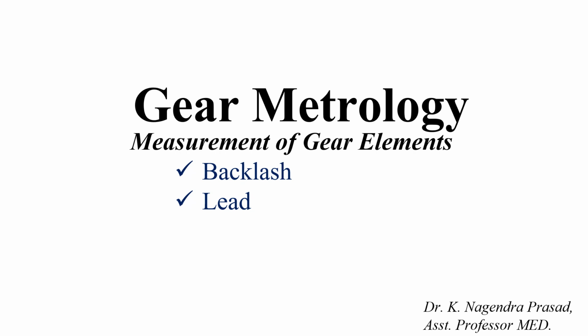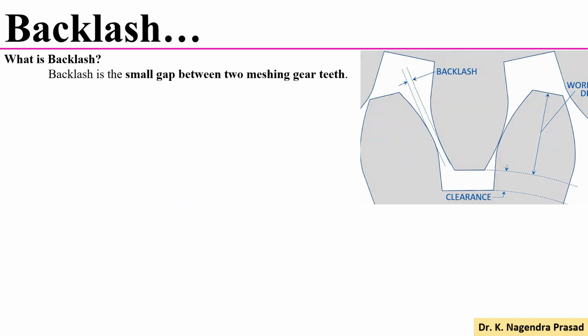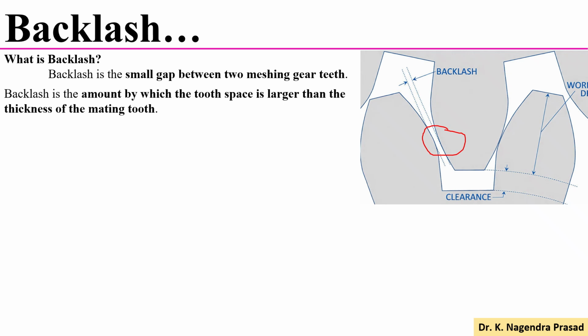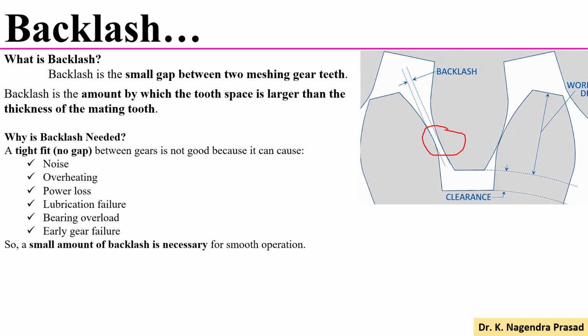In the present video, we will discuss the measurement of backlash and lead of gear. Let's see what is backlash. Backlash is the small gap between two meshing gear teeth. So backlash is the amount by which the tooth space is larger than the thickness of the mating tooth. In general, backlash is needed between the two mating teeth.